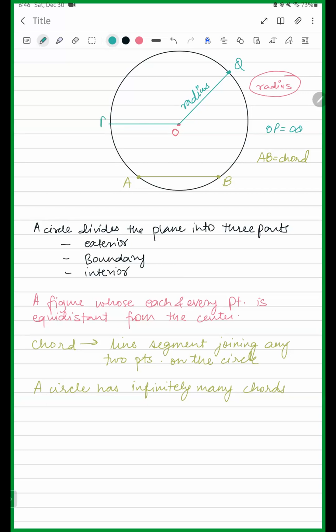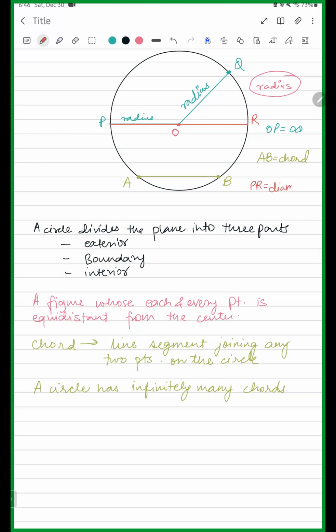Okay. So this is also a radius. I'm going to draw the diameter now. So this is the diameter. And we know that the diameter, PR, is equal to diameter.